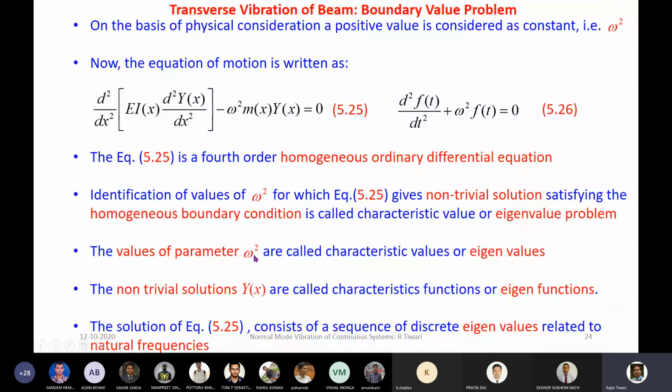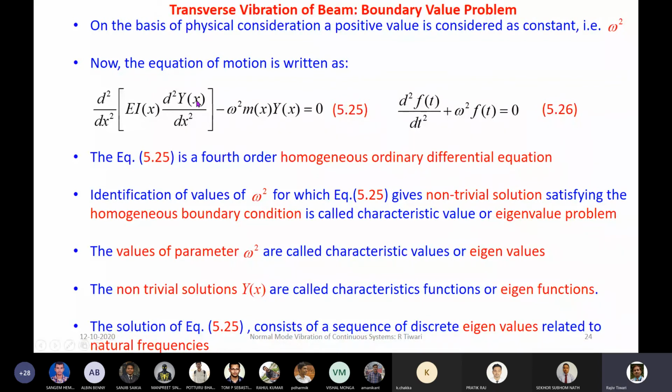So here omega is the same as lambda. These are related to the natural frequency, but in mathematics this is called the eigenvalue. And the solution we will be getting, y, this function, is a characteristic function or eigenfunction. Earlier we had eigenvectors. Now these are eigenfunctions because they are functions of x.